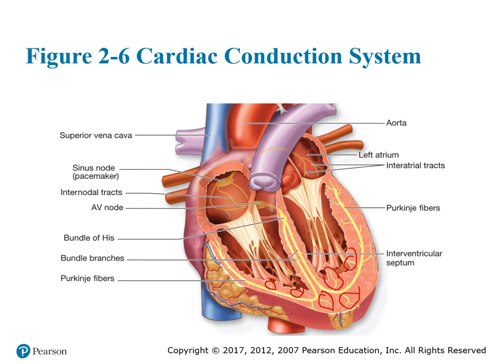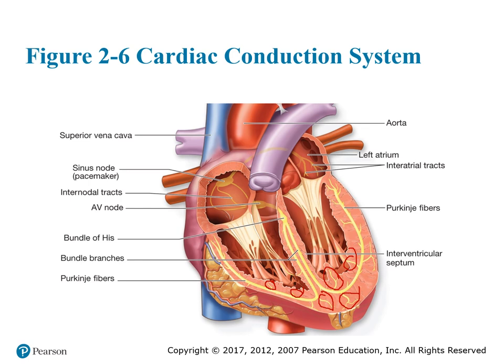Once that impulse travels, it goes through the internodal tract to the AV node, which is a specialized group of cells located just to the right of the septum in the lower right atrium. The AV node slows the impulse transmission a little, allowing the newly depolarized atria to propel their blood into the ventricles. So it slows down just a little bit for the blood to start to flow into the ventricles.